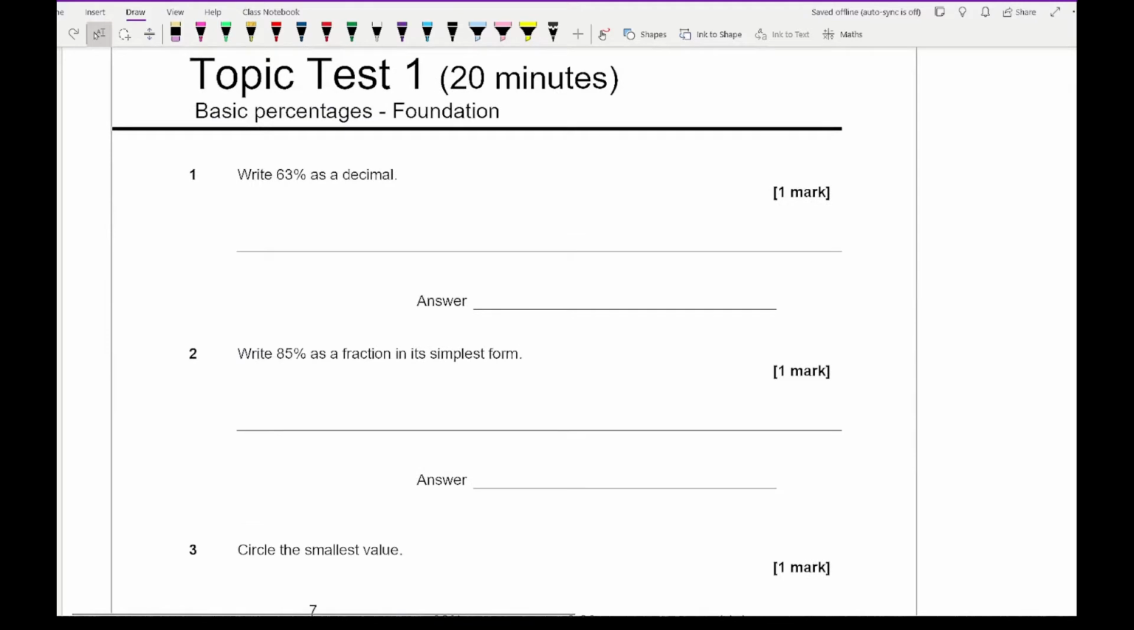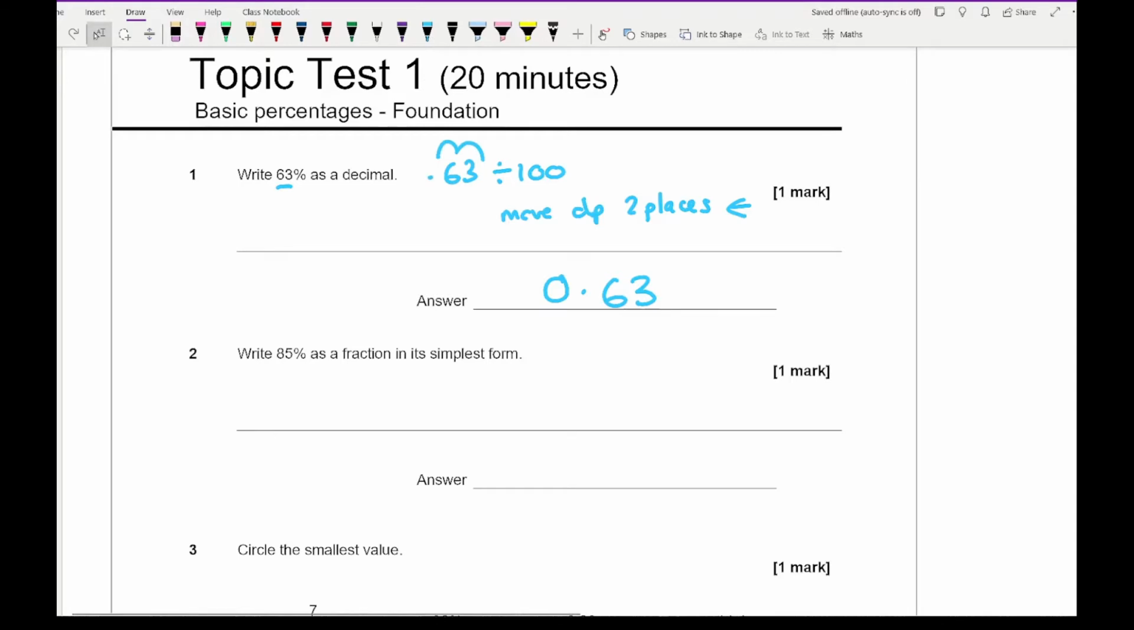So question 1 says, write 63% as a decimal. So for this, again, it's only worth 1 mark. So the correct answer you should have is 0.63. Now, if you're not sure how to do that, you take the percentage and you simply divide it by 100. What we need to then do is move the decimal point 2 places to the left to make it smaller. And if we move that decimal 2 places, we get 0.63.